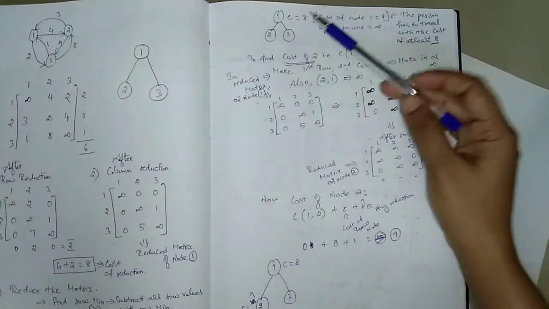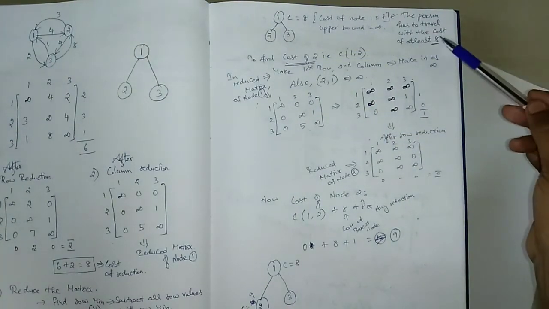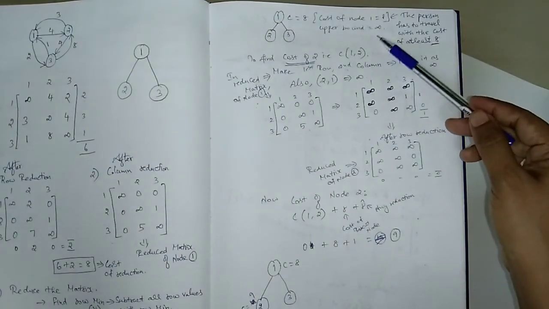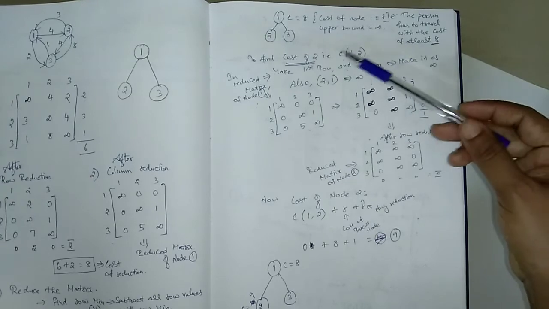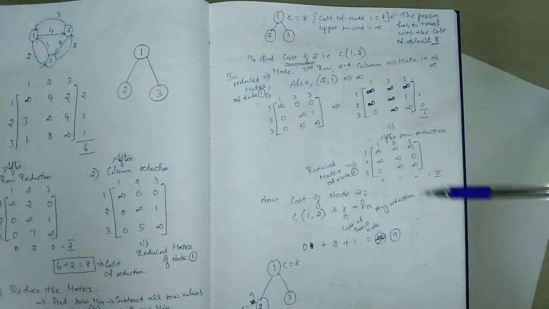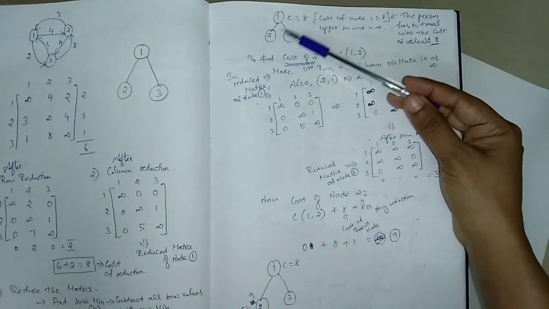So 8 represents the cost of node 1. It means that the person has to travel with the cost of at least 8, and the upper bound is said to be infinity, and this will be updated once we reach the leaf node. So here the number of vertices are 3. So from 1 initially I can travel to either 2 or 3.